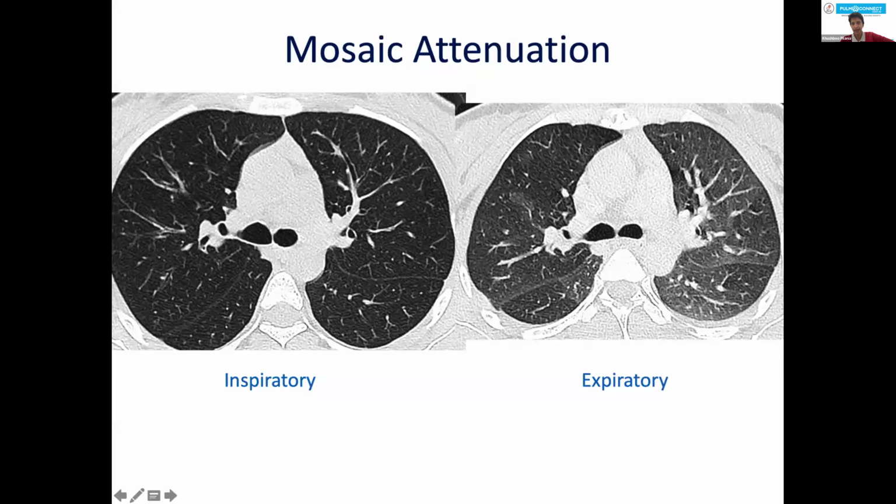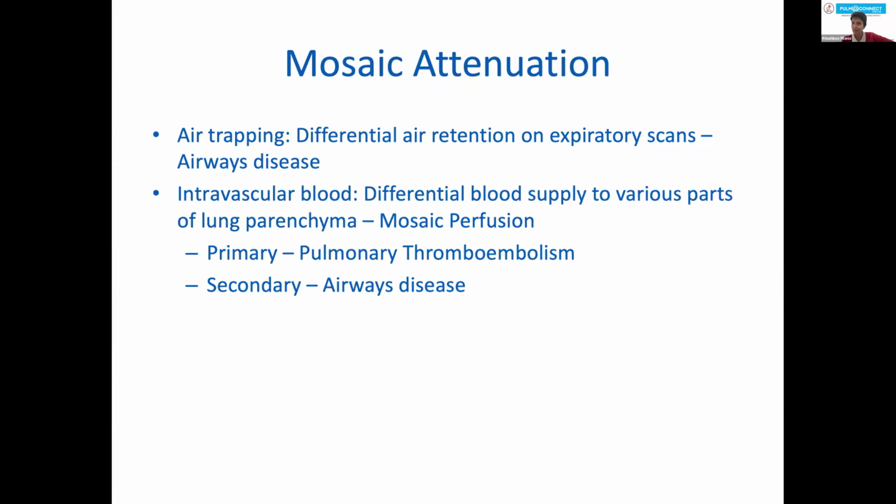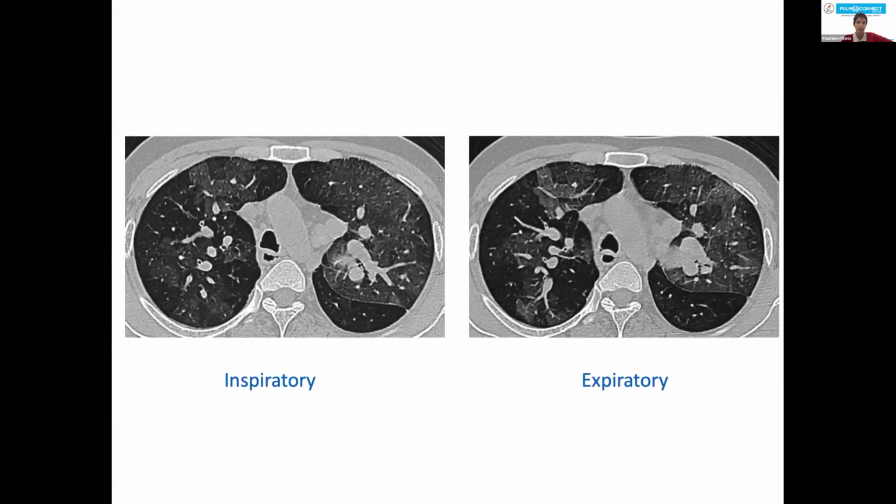Then another term that we use with respect to lungs is mosaic attenuation. Mosaicism means patches, anything which is in patches. So this is a normal lung. Then in this, you are seeing mosaicism. So black, white area. So whenever you see two different shades in the same lung parenchyma, we start calling it mosaicism. So mosaicism can be due to differential air retention or air trapping. It can be due to differential blood supply to the lung parenchyma, as happens in cases with pulmonary thromboembolism, or it can be due to differential infiltration, as happens in cases of hypersensitivity pneumonitis.